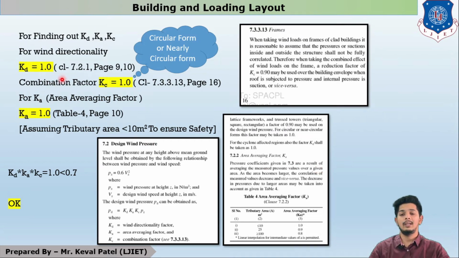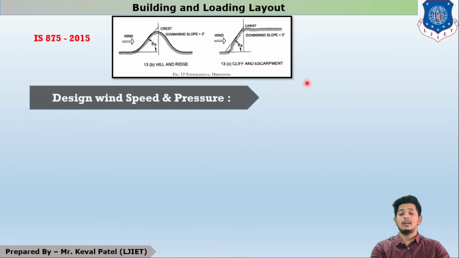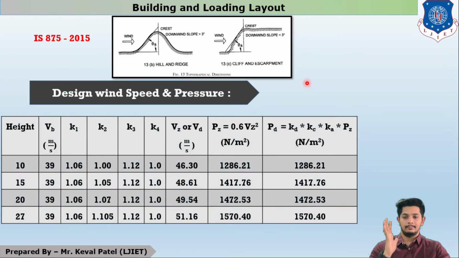Now Kd into Ka into Kc will obviously be 1, and it is greater than 0.7. It is a typing mistake, but it should be greater than 0.7. It should be minimum 0.7. So it is okay. Now we will move to our basic table.